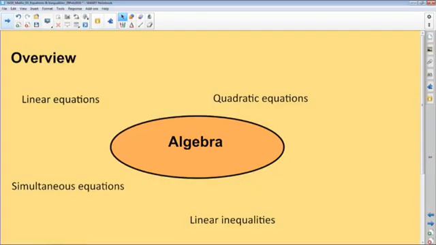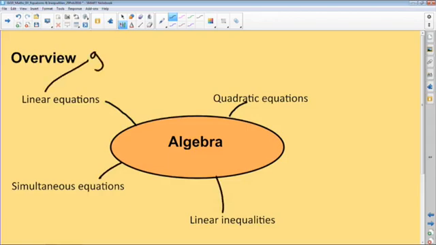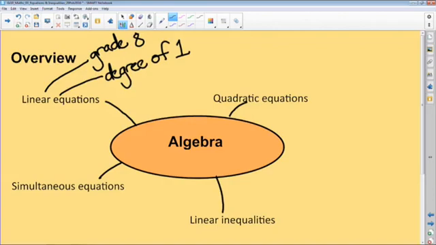Okay, so in algebra, and especially in grade 10, we're going to be working with linear equations, quadratic equations, linear inequalities, and simultaneous equations. Now, you've actually done linear equations since grade 8. They're ones that only have one variable generally. Sometimes they have more than one, but that variable will have a highest power of 1. In other words, it will have a degree of 1.